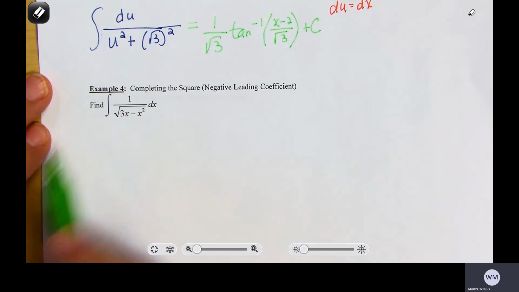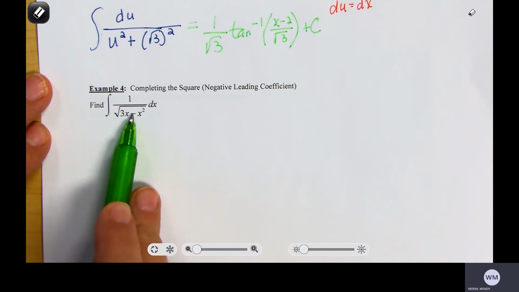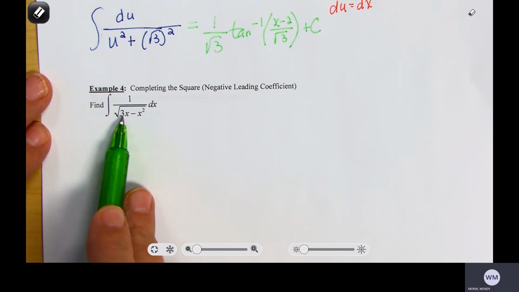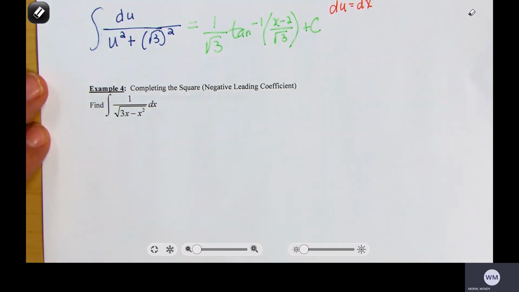Okay, so again, the first thought is, oh, I'm going to make this inner function my u. Well, I have 1 over the square root of u. The derivative of u is negative 2x, or it's actually 3 minus 2x dx. That's not in here. So I can't use just basic u substitution. That doesn't work. Long division isn't working. So we're going to have to do completing the square.